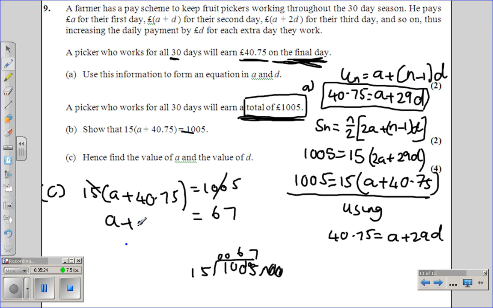So A plus 40.75 gives us 67. So A equals, testing my number work today, 67 take away 40.75. Well, if we take away 40, that's 27. Take away 0.75, that's 26.25. That's what A is. I hope D is easier.